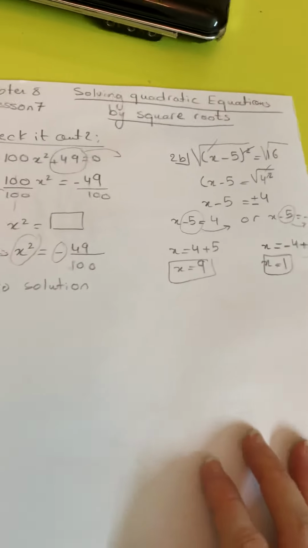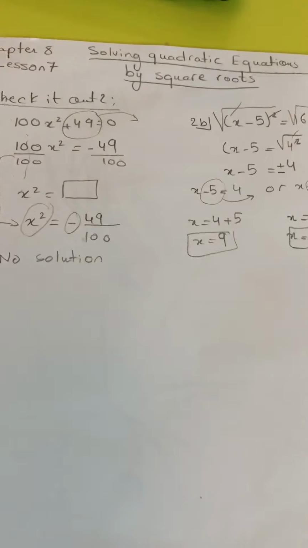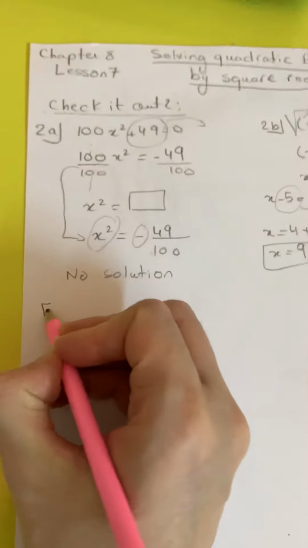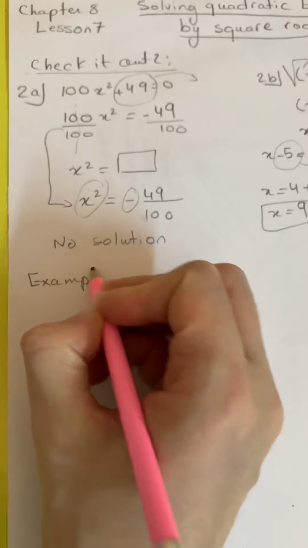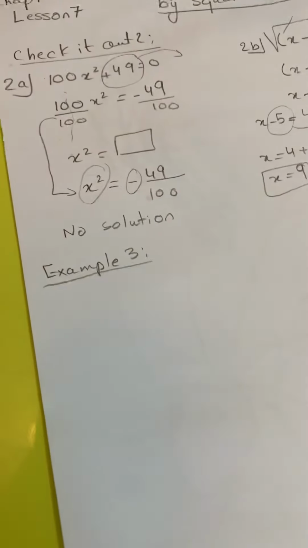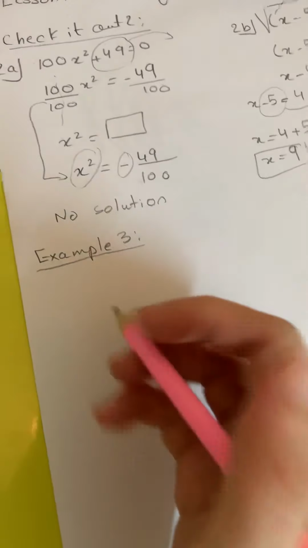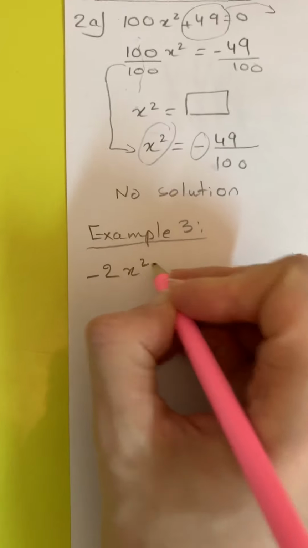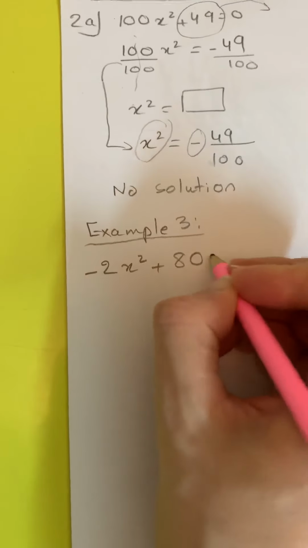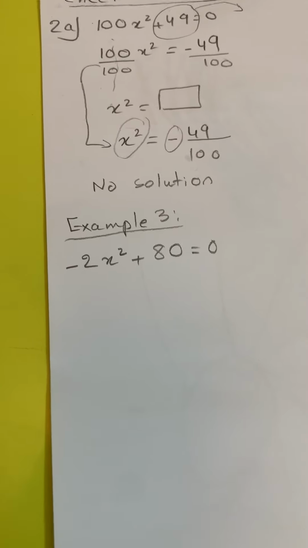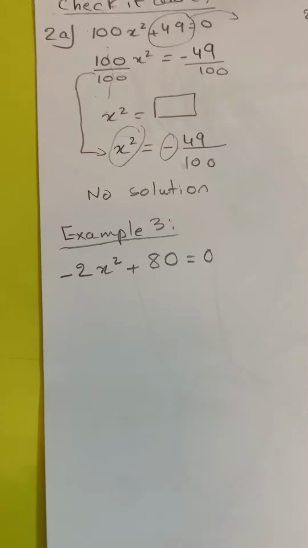Now this was the homework. We will go to example 3, which is very easy. It's really a silly example. Example 3 will give you a normal quadratic equation, for example negative 2x power 2 plus 80 equals 0. And they ask you to solve this quadratic equation by using square root.